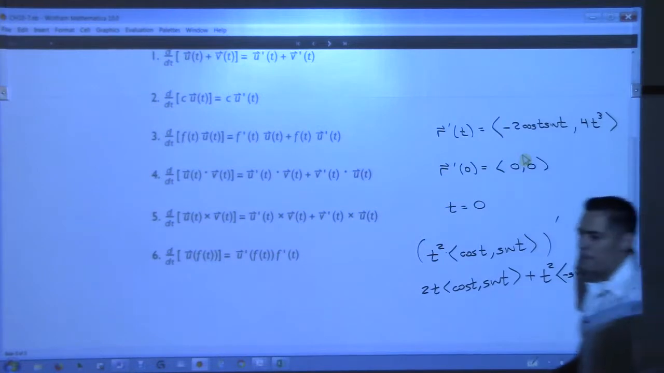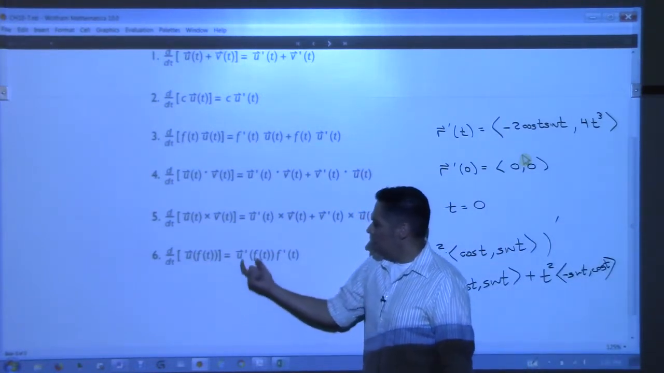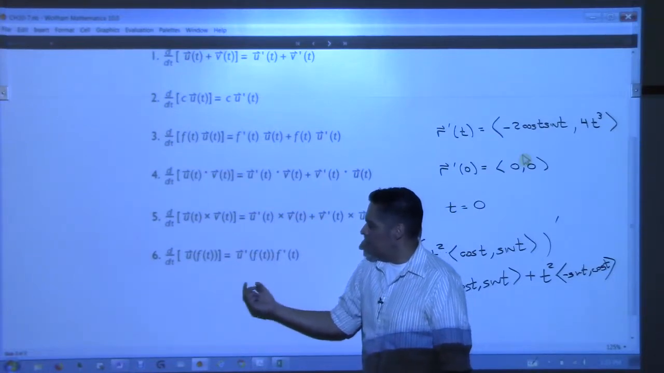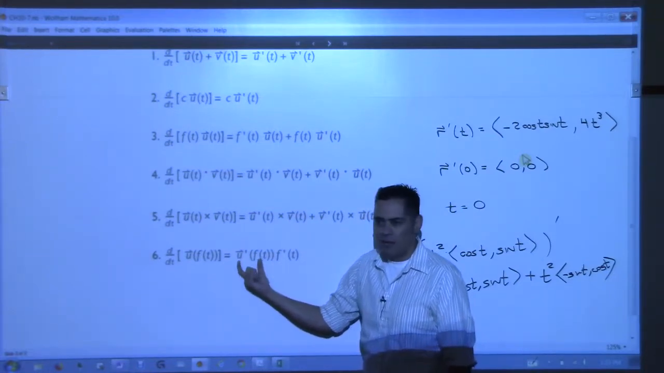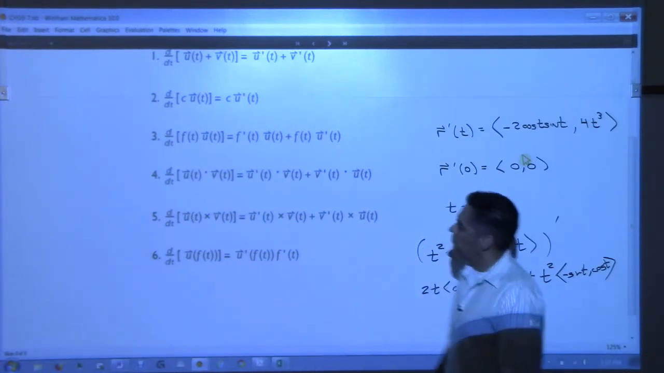This is the chain rule. Vector function with a scalar inside, you do basically like you did in all chain rule: you do the derivative of the outside function and then times the derivative of the inside function.